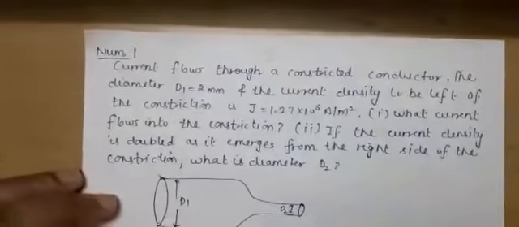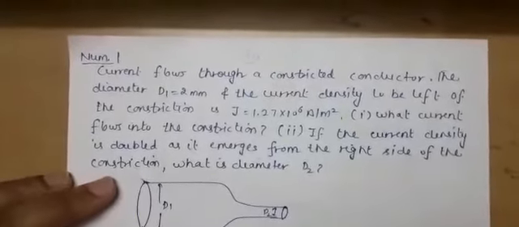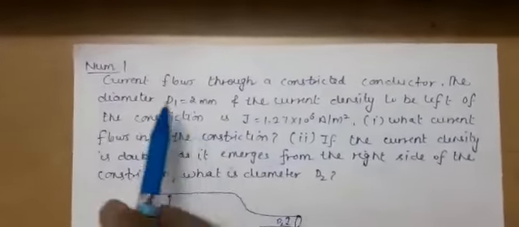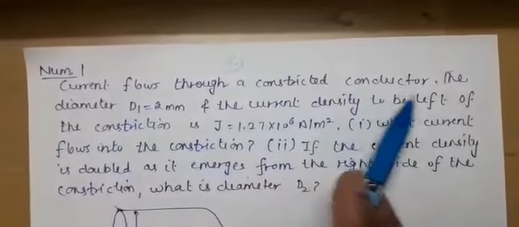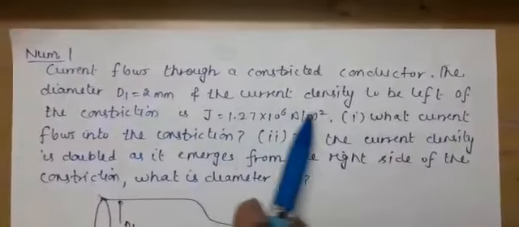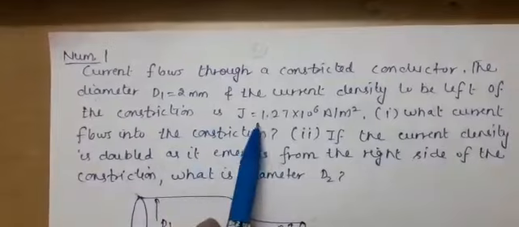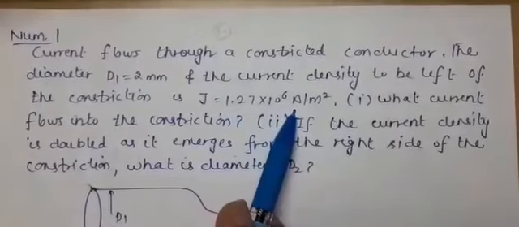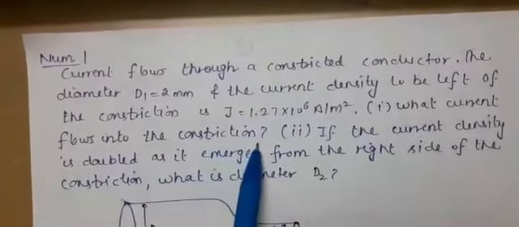Good morning, students. Today we will discuss a few numericals on the basis of concepts we have already discussed. Let's take the first numerical. Current flows through a constricted conductor. The diameter d1 is 2 mm and the current density to the left of the constriction is given to be 1.27 into 10 raised to the power 6 ampere per meter square. What current flows into the constriction?